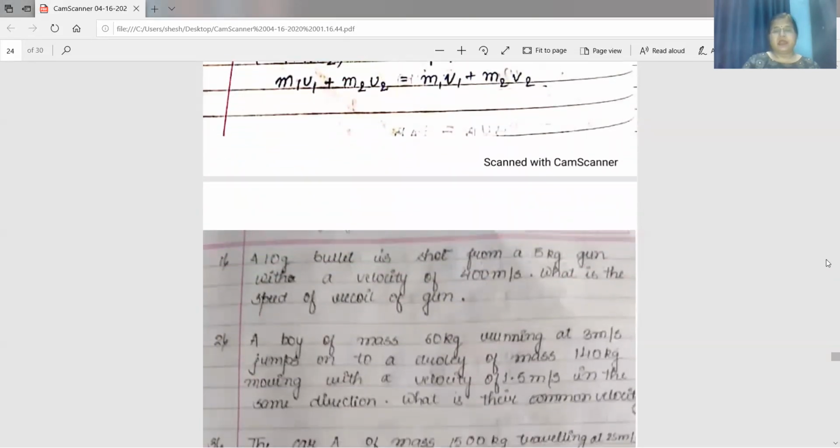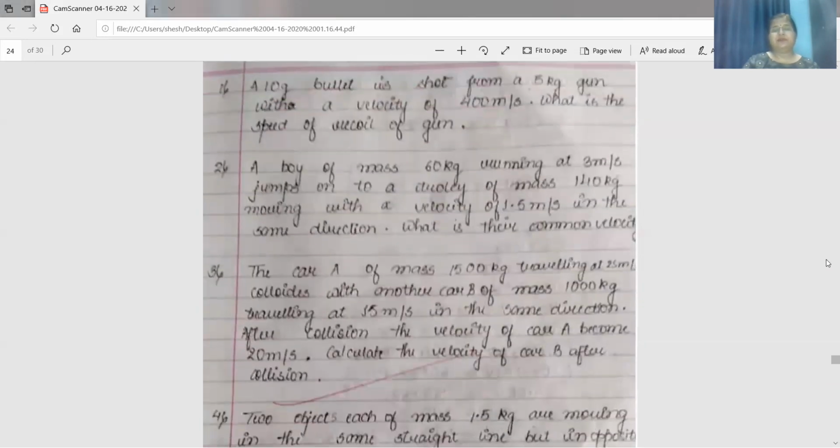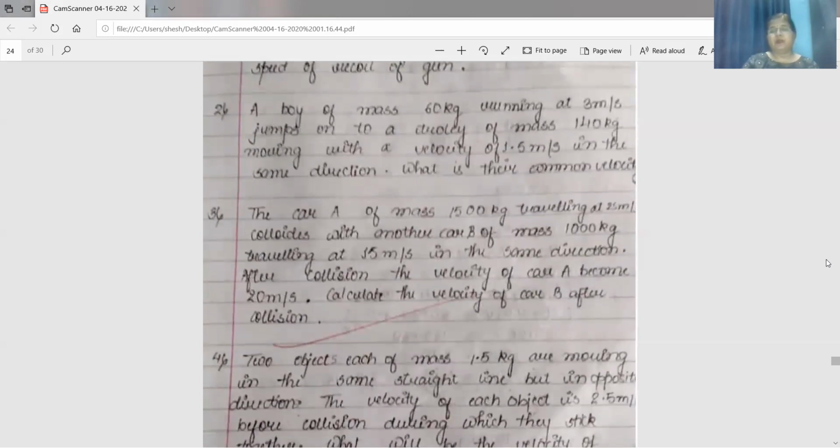Next day, I will start with numericals based on the law of conservation of momentum. Now write down two questions as homework. First one: state Newton's third law of motion. I am repeating again: state Newton's third law of motion. And number 2: it is difficult for a fireman to hold the hose pipe while putting off the fire. Give reason. Thank you. Have a nice day.